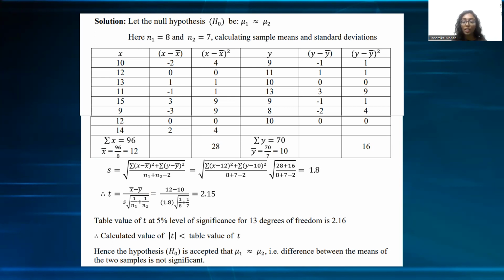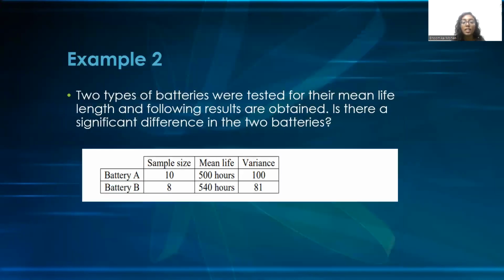Table value of t at 5% level of significance for 13 degrees of freedom is 2.16. Therefore, calculated value of absolute t is less than table value of t, hence the hypothesis H0 is accepted that mu1 is similar to mu2, that is, difference between means of two samples is not significant. Let's discuss another example, that is example 2.